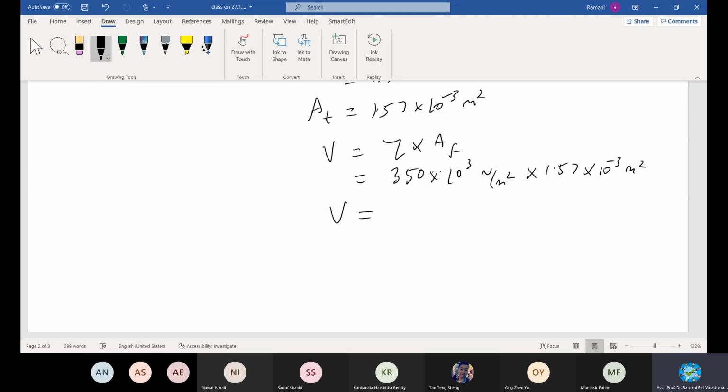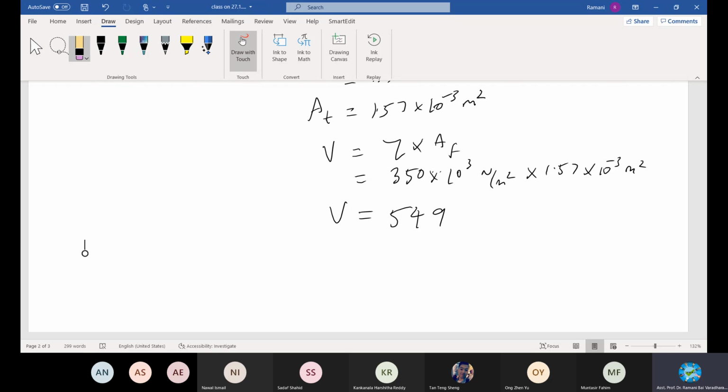No answer? 549.5. Very good answer. I'm also getting the same 549. Otherwise, I make it as mega newton or megapascal. No, not Pascal, mega newton. Alright? Oh, better write it in newton. It's not a mega newton answer. How much is this one? The question is given in kilonewton, right? Or mega newton?